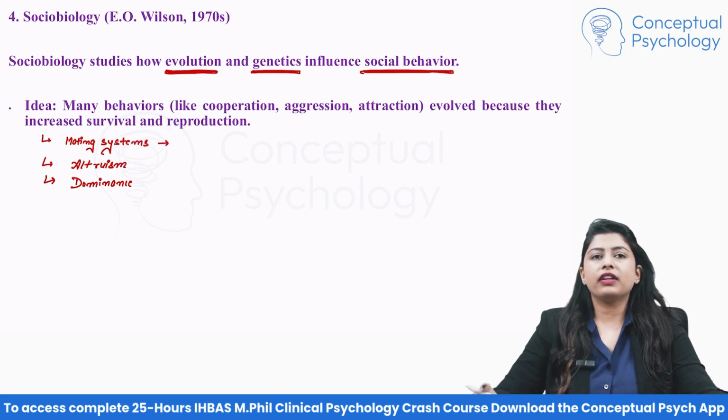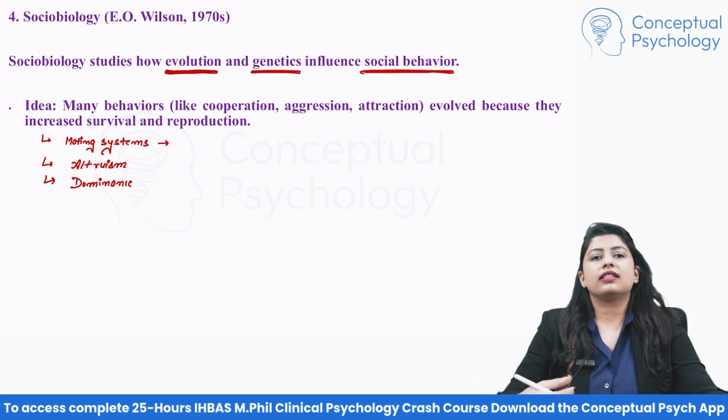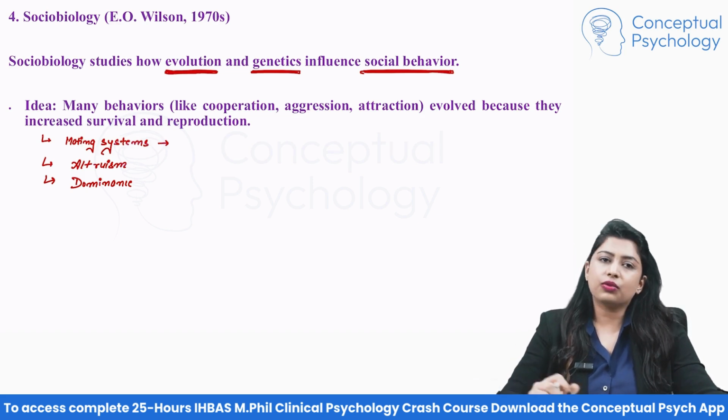So far we have covered the field theory, the cognitive dissonance theory, the psychodynamic approaches, and sociobiology. That wraps up the first unit of social psychology.